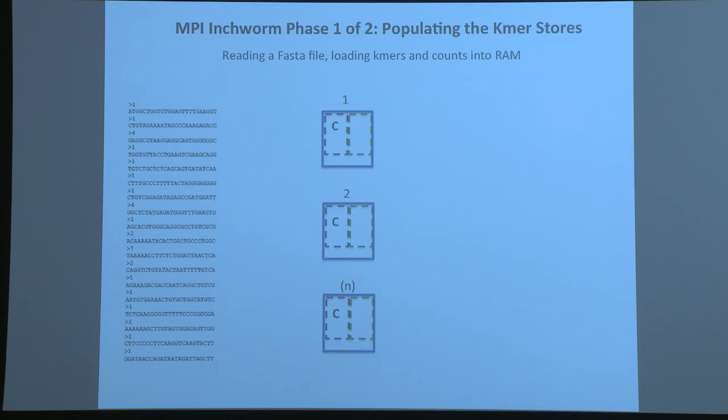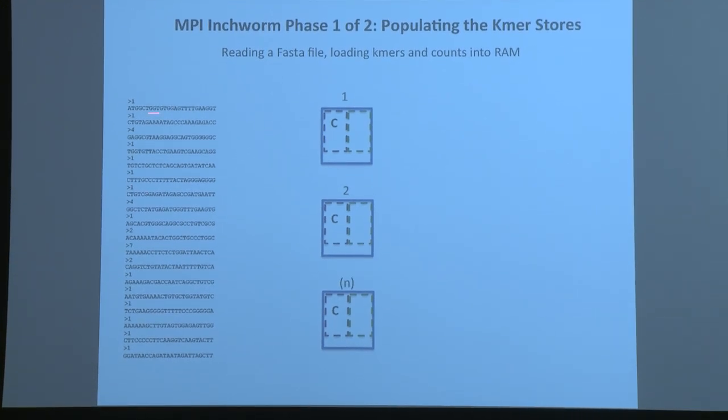In this case, we have n number of these different Inchworm processes running on different nodes. And this is our set of reads. In this case, we're going to make it even simpler. We're not going to read in the reads. We're just going to read in a list of k-mers and their abundance values. So here are the different 25-mers, and here are the abundance values for those k-mers.